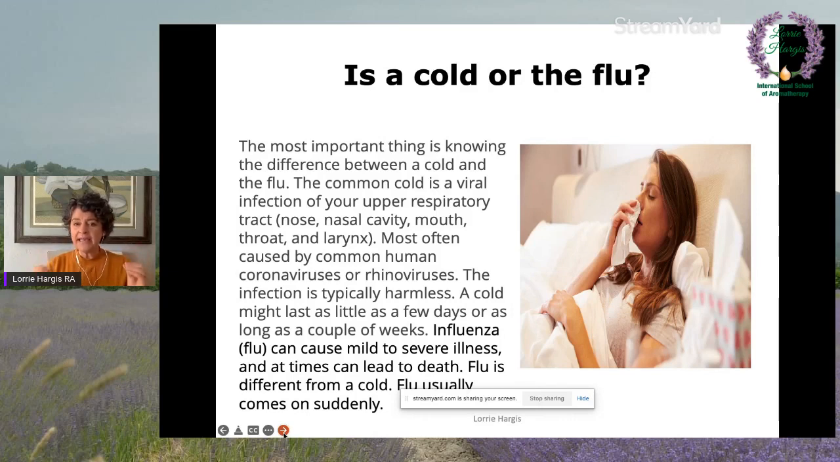Now, when we're really talking about the flu, it can cause mild to severe illness and at times can lead to death. A flu is different from a cold, and I want you guys to remember this because we're going to have a quiz at the end of this. So you need to know these answers.